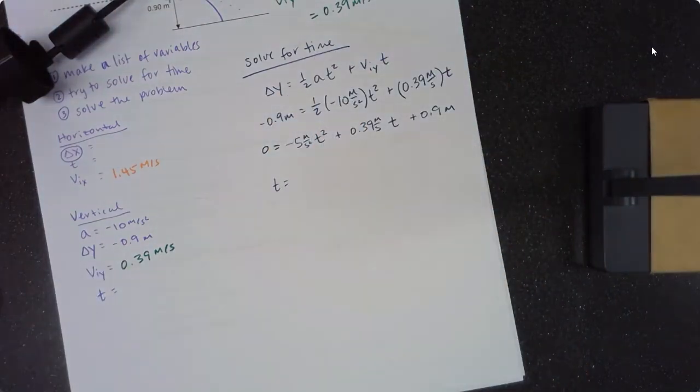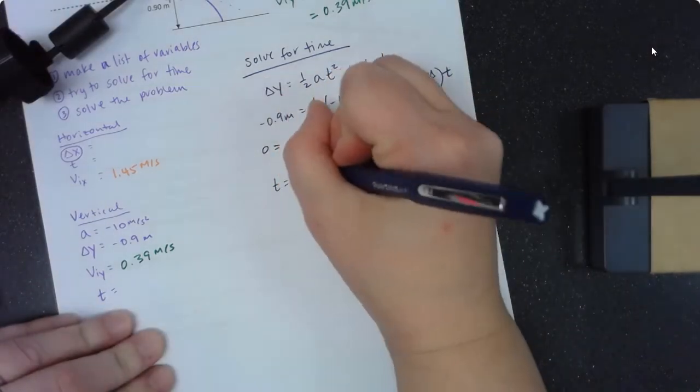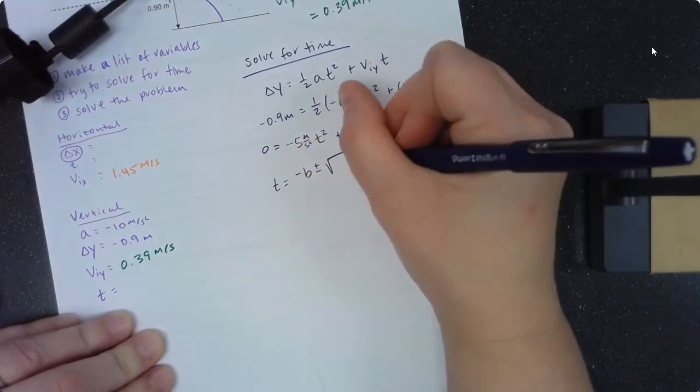Do you guys have it memorized? Is it b or b squared? So it's minus b plus or minus the square root b squared minus.